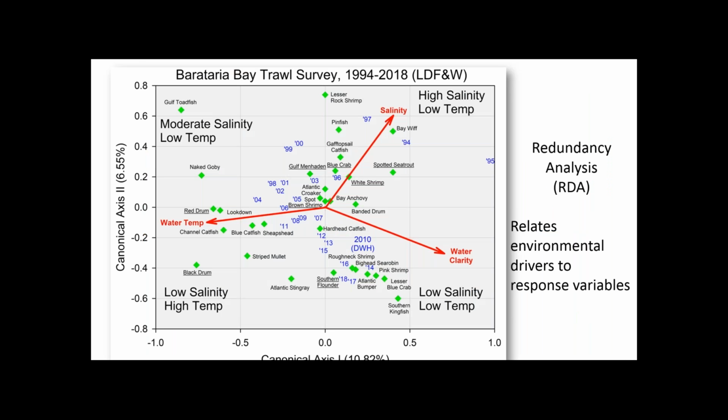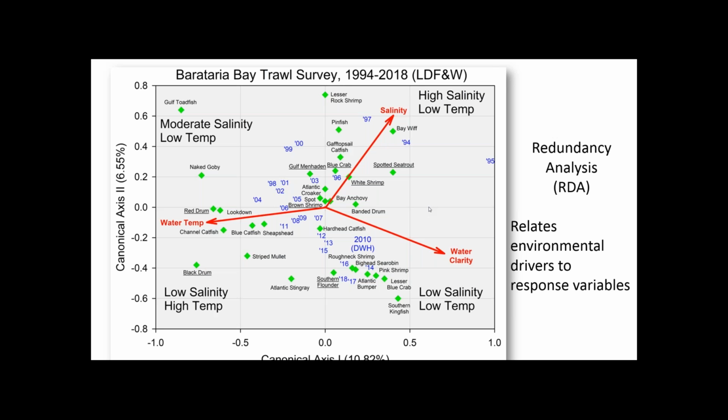And if you do a redundancy analysis, you can clearly see this. You see the time sequence in blue of the various years, and then you see the environmental drivers. And so you see things like bay whiff and rock shrimp and pinfish. These are animals that tolerate higher levels of salinity, in favor of things that have basically a lower salinity regime: channel catfish, blue catfish, black drum, etc.